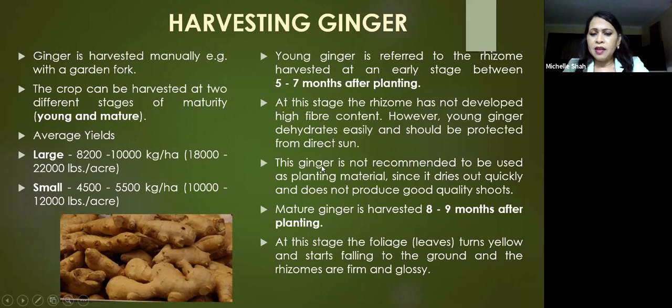This ginger is not recommended to be used as planting material since it dries out quickly and doesn't produce good quality shoots. Mature ginger is harvested at 8 to 9 months after planting. At this stage, the foliage or leaves turn yellow and start falling to the ground, and the rhizomes are firm and glossy.